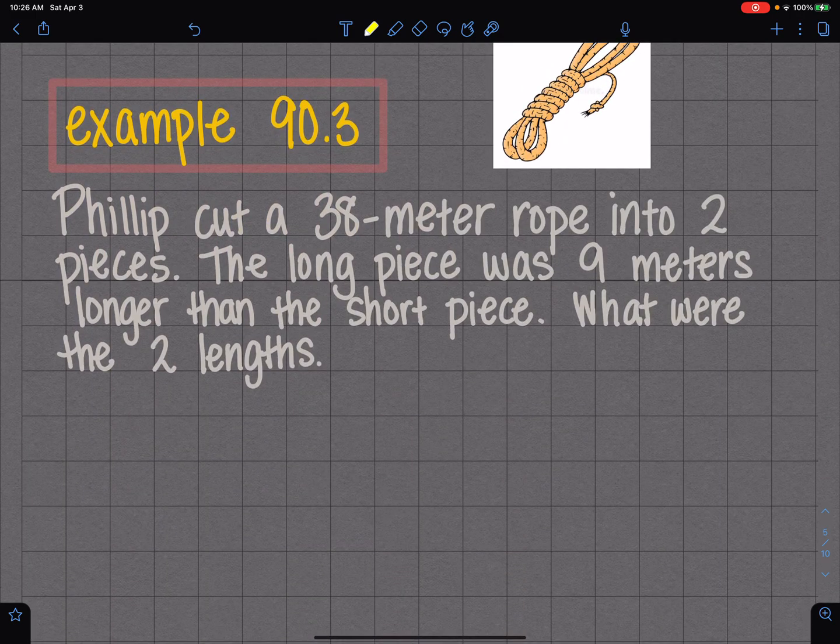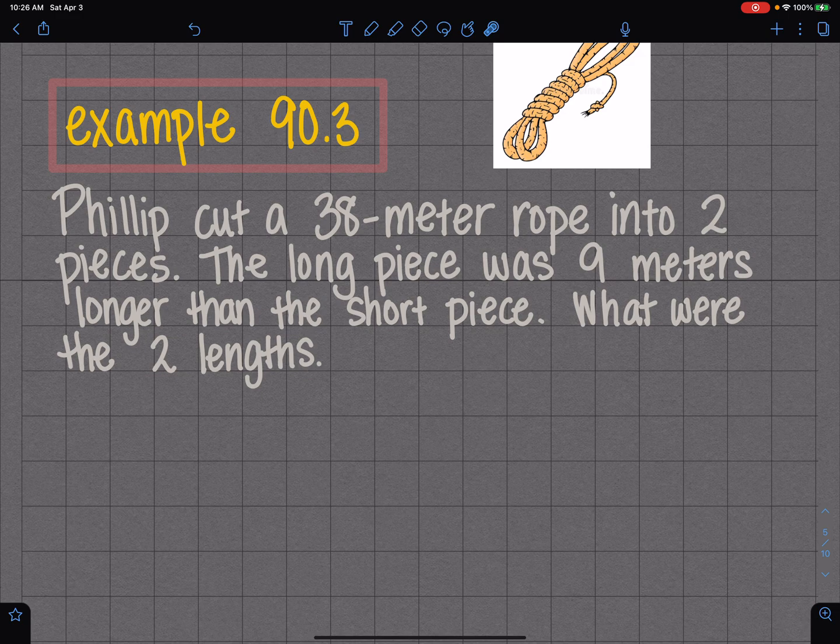Example 90.3. It says, Philip cut a 38-meter rope into 2 pieces. So it's 38 meters long. There's 2 pieces, and there's going to be a long piece and a short piece. Okay, and it says the long piece was 9 meters longer than the short piece. What were the 2 lengths?